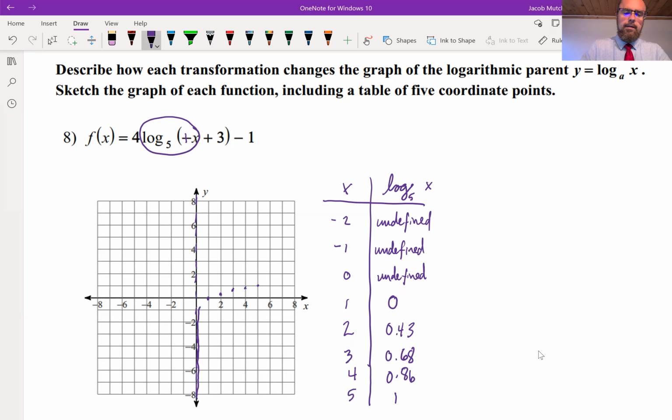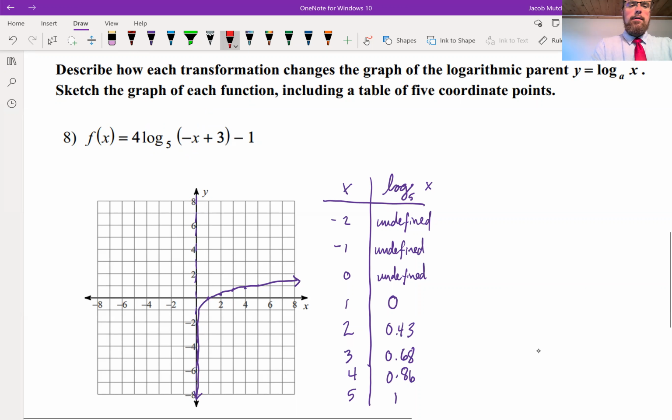So the logarithm approaches the x-axis from negative infinity and then veers sharply to the right. And that gives me my parent function for log base 5. So at this point, what I want to do again is make a prediction about how these values, and we should specify what they are, the 4, the negative, the 3, and the negative 1, what do they do to this purple graph of the parent log base 5 of x?